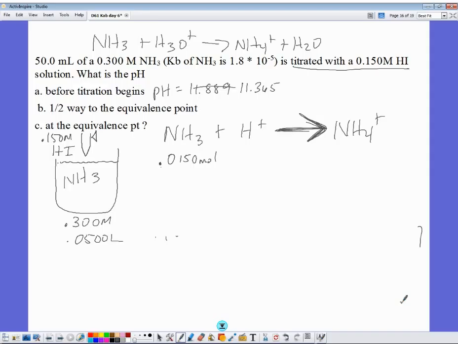So Janae, if I want to go halfway to the equivalence point, how much H plus would I add in? Half of that. What is half of that? It is 0.0075 moles. So I'd have to add in half the amount that would allow me to be at the equivalence point. This is half, agreed? So this is called halfway to the equivalence point.